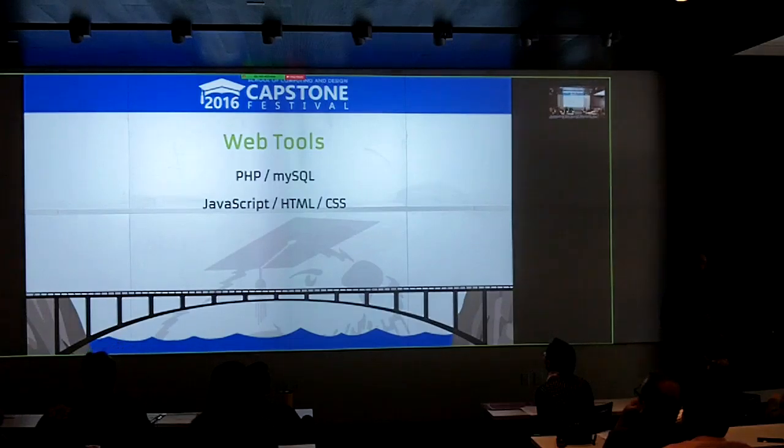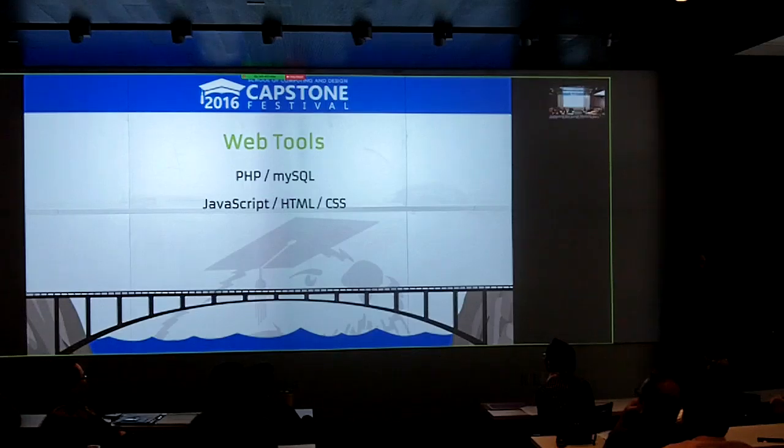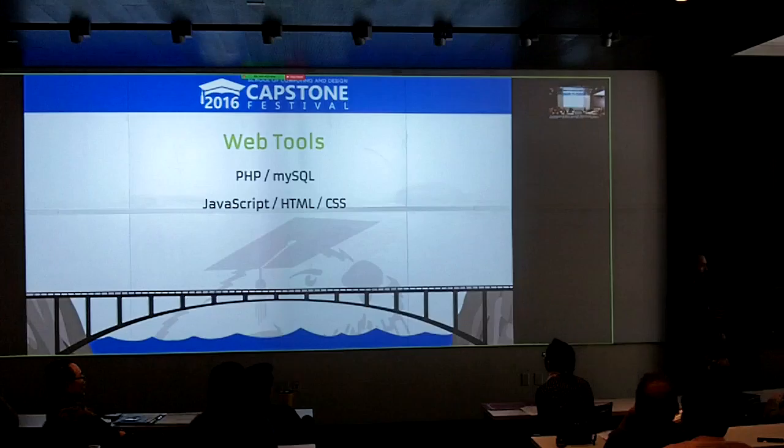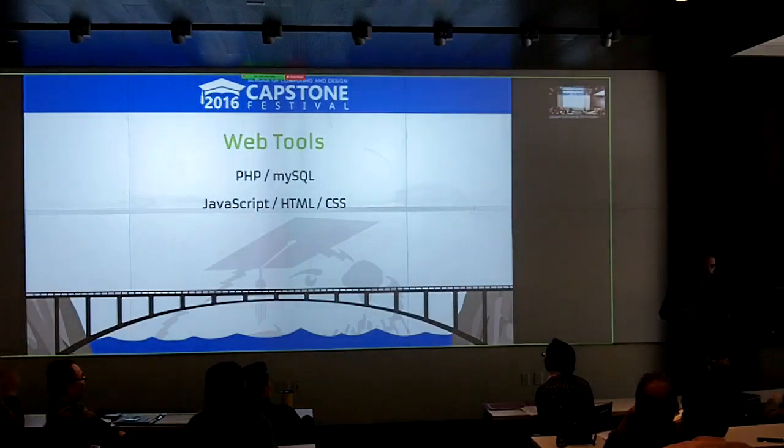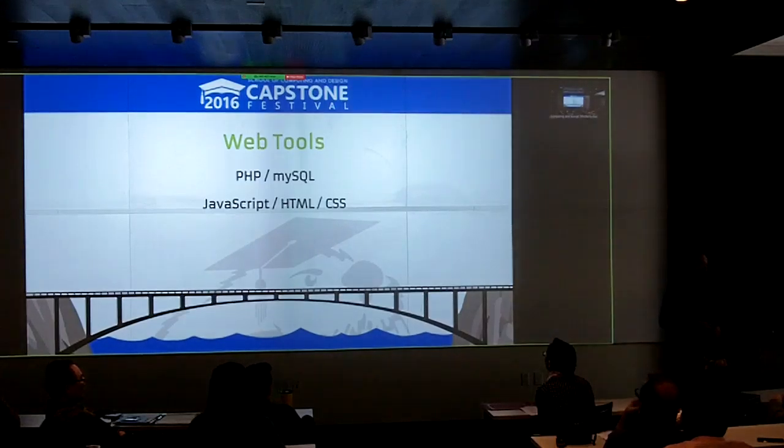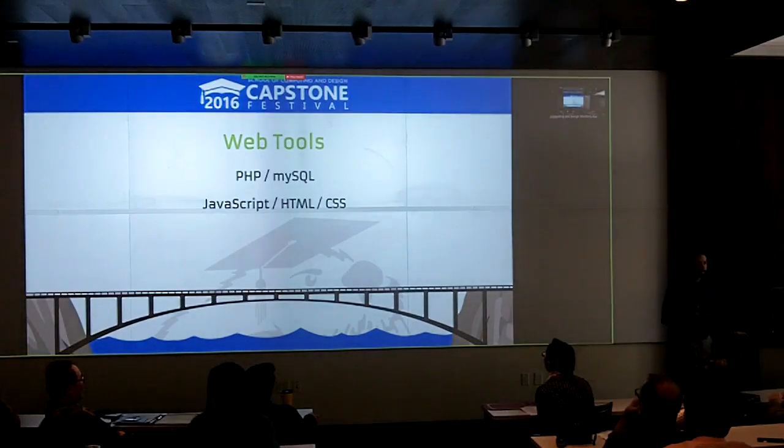I hand-coded this whole thing using PHP, JavaScript, HTML, CSS, and MySQL. PHP and MySQL handled the dynamic nature of all this. Each of the students, with the exception of a few, uploaded all their own work, and it was displayed dynamically that way. The JavaScript, HTML, and CSS made it look good and fun to use.